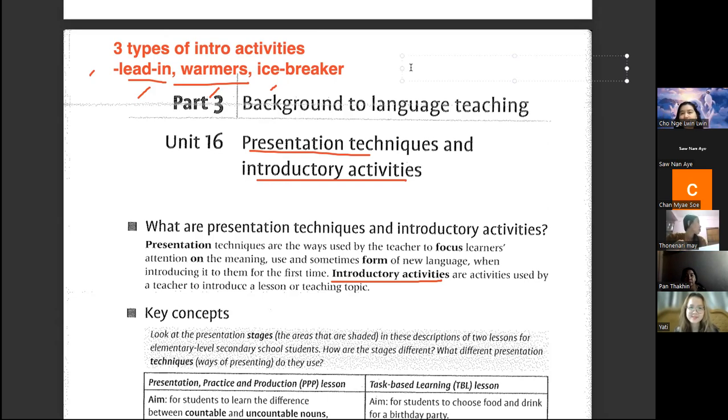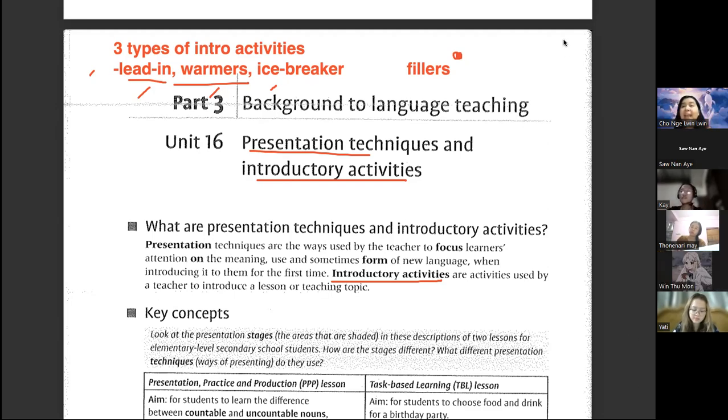But let me also tell you another one. I think some of you might know it. That is not an introductory activity. That can be used in the middle of the class. Fillers. Have you ever heard of fillers, teacher? Let me ask teacher Gay. Hello, teacher Gay. Have you ever heard the word fillers? I don't think so. Okay, is there anyone who knows the meaning of fillers? Anyone? Energizer. So of course, fillers are the same as energizers.